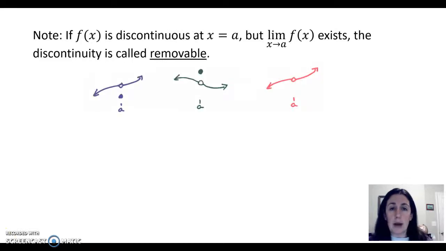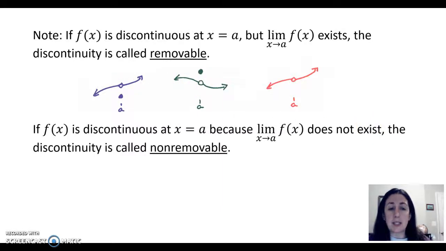So here are a couple graphic examples. Now notice the limit from the left and the limit from the right match, but the function evaluation doesn't. Here the same thing, and here there isn't a function evaluation. These are referred to as removable discontinuities. And a way to think of that is it looks like they just essentially removed a point.